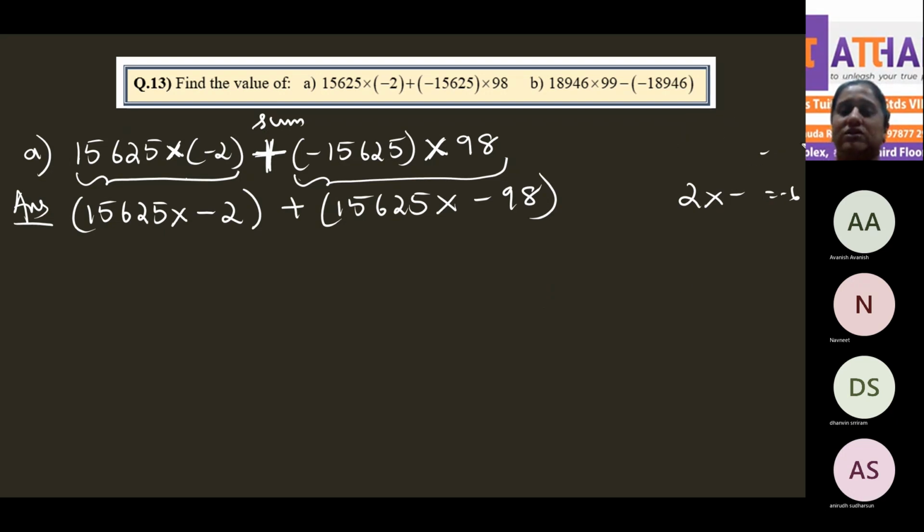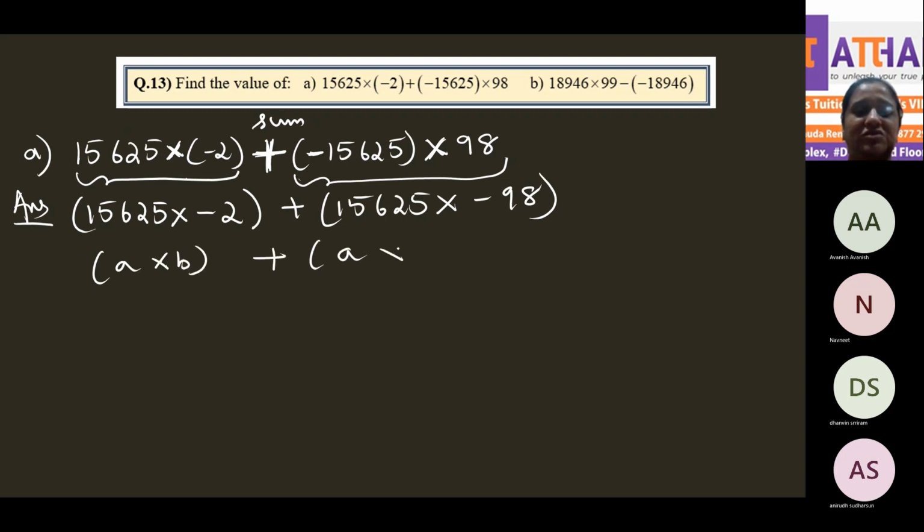Is the first step understood? Yes, ma'am. What did we do in the first step? This minus sign, which is for 15,625, we used it for 98. We've made plus 98 into minus 98. So now this is in the form A into B plus A into C. What is A into B plus A into C? It is nothing but A into B plus C.